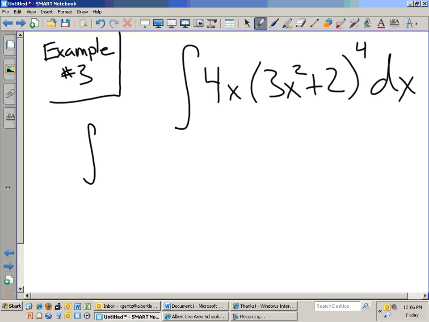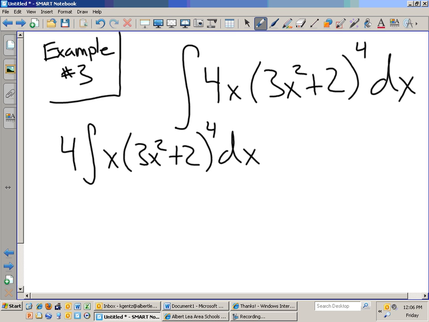Write it like this: 4 times x times (3x squared plus 2) to the fourth power dx. I think that anytime you put the constant outside first when you're doing substitution will help you keep from making simple mistakes. To quote Taylor Blake yesterday as he was taking his test, he said, "Wow. Simple mistakes really do kill you." Did you not say that? Yes, you did.